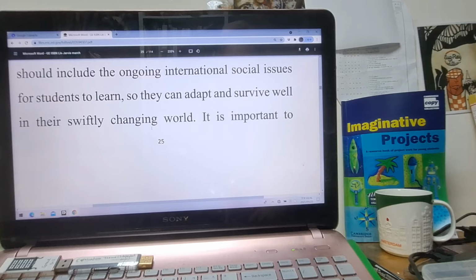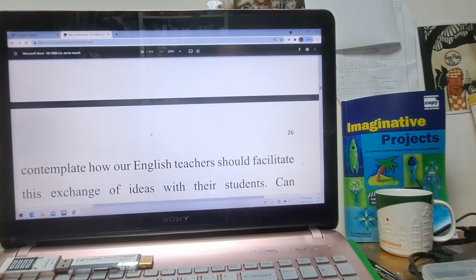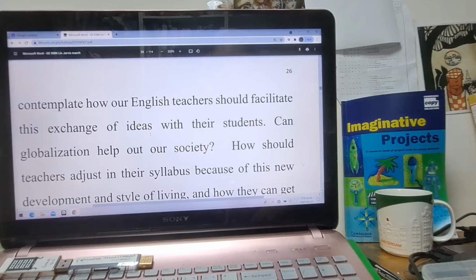...learn, so they can adapt and survive well in their swiftly changing world. It is important to contemplate how our English teachers should facilitate this exchange of ideas with their students.